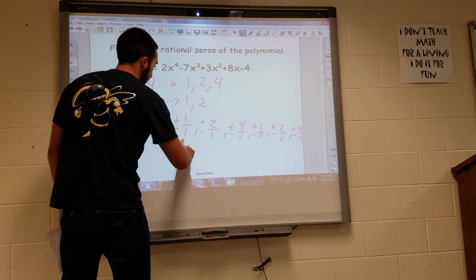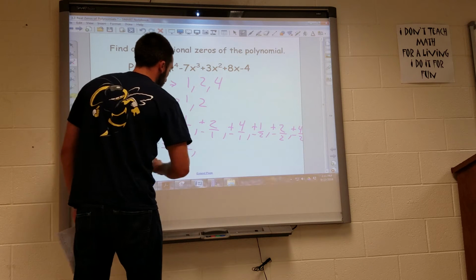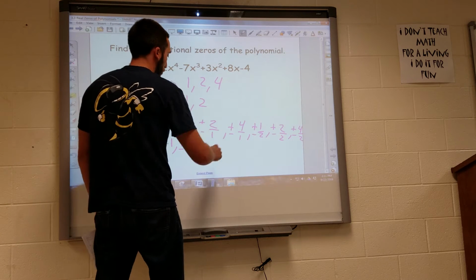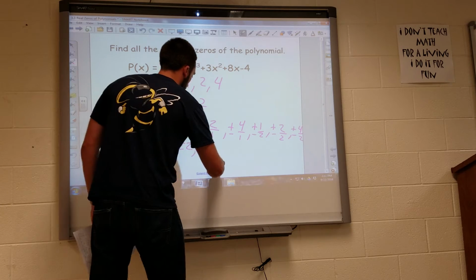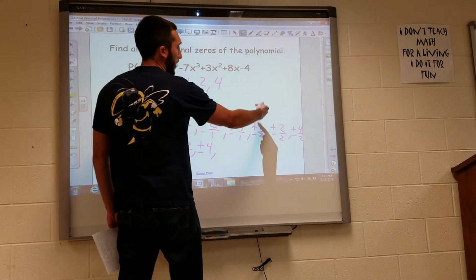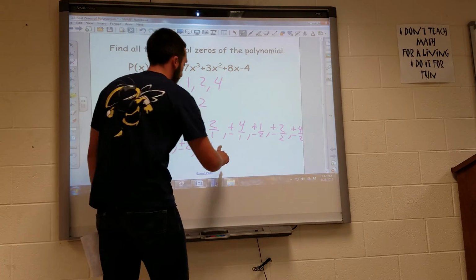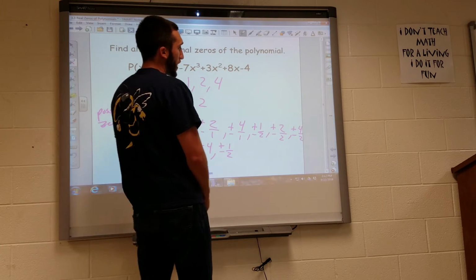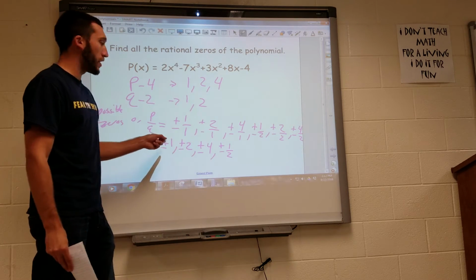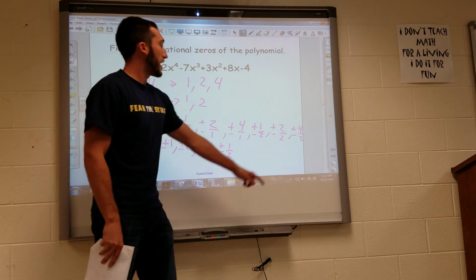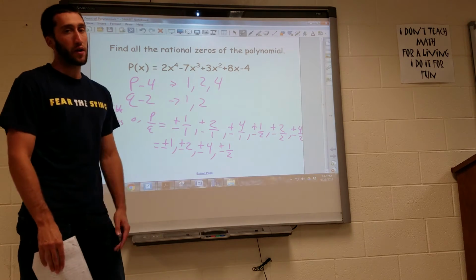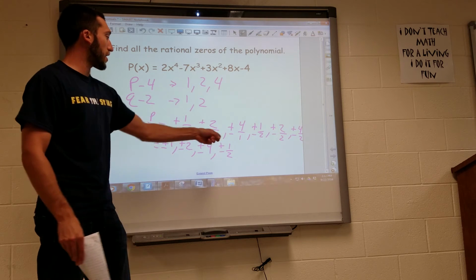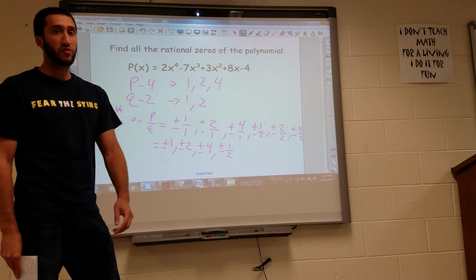Plus or minus 2 over 1 is going to simplify to plus or minus 2. Plus or minus 4 over 1 is going to simplify to plus or minus 4. Plus or minus 1 over 2 isn't going to simplify, so it's just going to stay plus or minus 1/2. And then since 2 over 2 reduces to 1, I don't need to write that one again. And since 4 over 2 reduces to 2, I don't need to write that one again. So here is a list of all of my possible zeros.